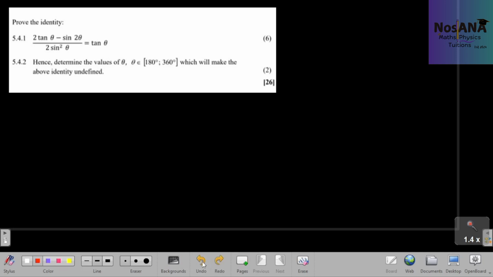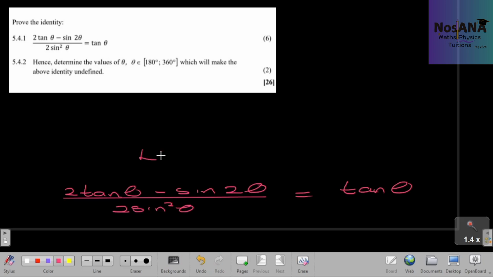Okay, so I'm not going to waste much of your time. Let us just start. In this question, we are given, let me just rewrite that, 2 tan theta. This is our LHS and this is our RHS.